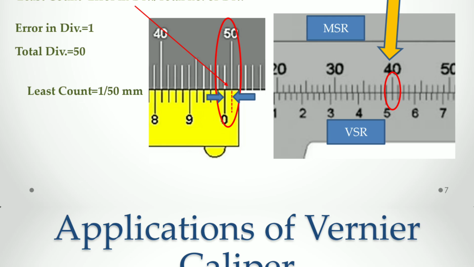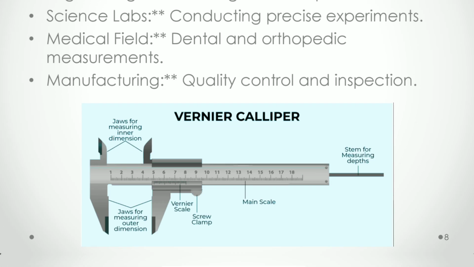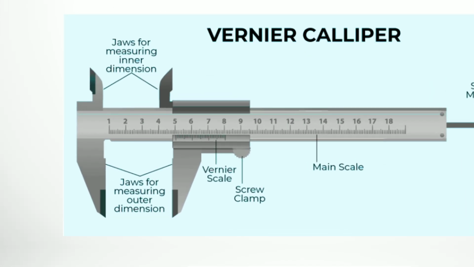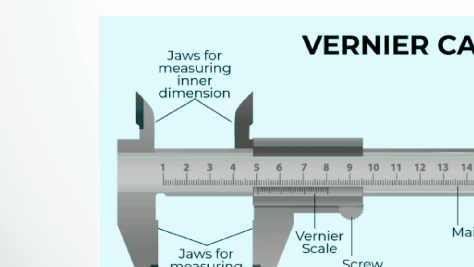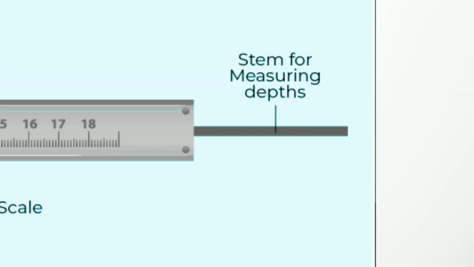So what are the applications of the vernier caliper? With its help we can measure linear displacement, or the distance between 2 points. In other words, we can measure internal diameter, external diameter, as well as depth. This is the vernier caliper image. With the upper jaws we measure internal diameter, with the lower one the outer dimension, and the third one is the stem, which is used for measuring depth.